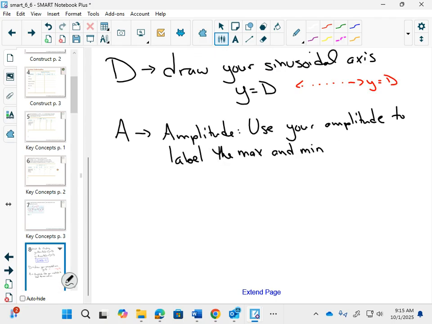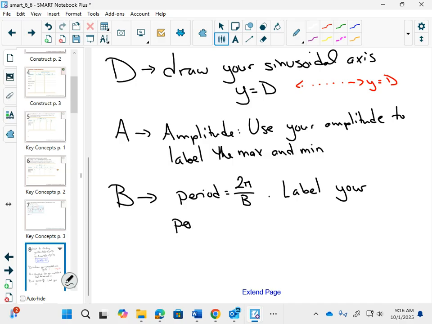B. Find your period. Your period for sine and cosine is 2 pi over b. Remember, for tangent, it's a different formula. Your period is 2 pi over b. Choose any place on your x-axis, and label your period on your x-axis and divide it into 4 equal sections.